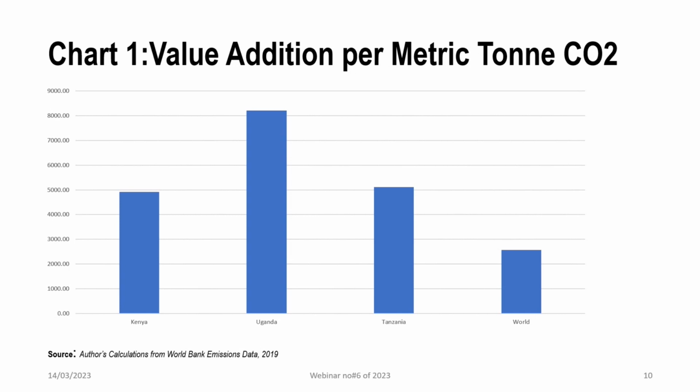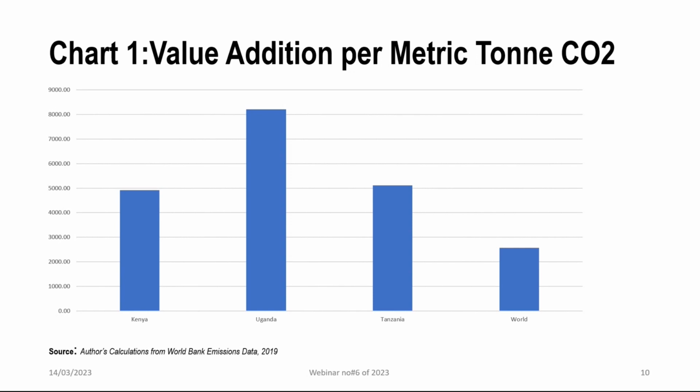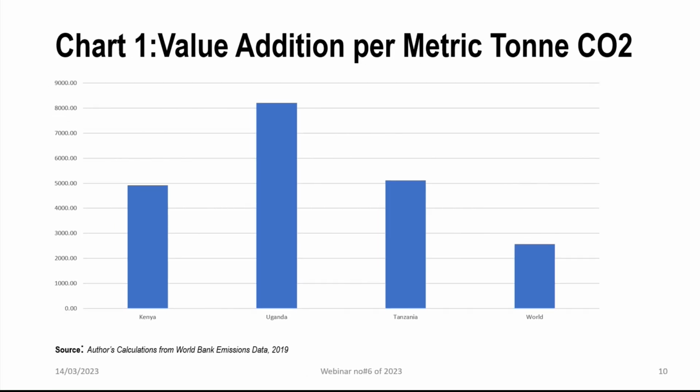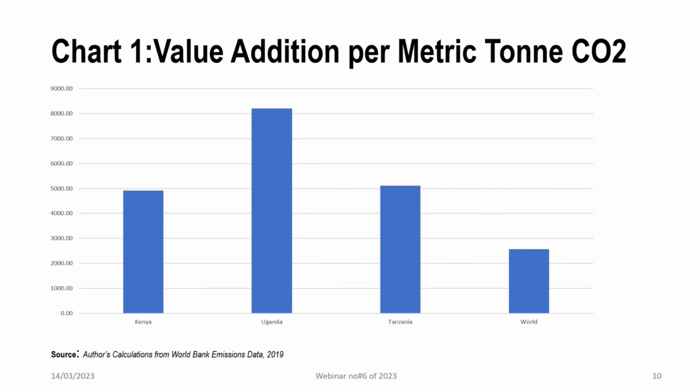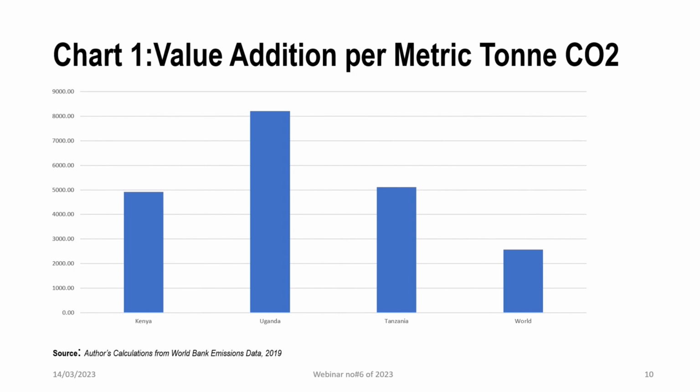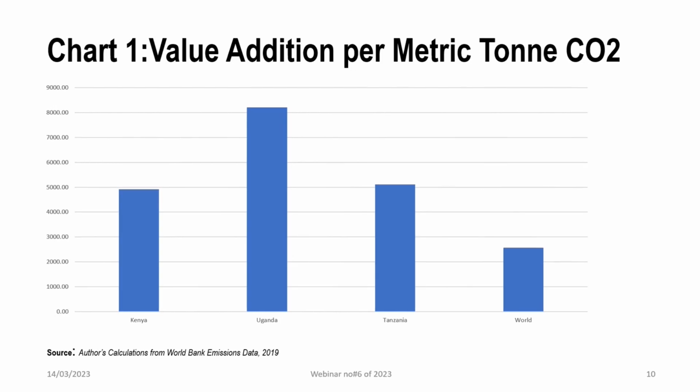What you'd want, and this is where the carbon taxation comes in, is to reduce the density of carbon per dollar of economic value created, suggesting that the world is at almost half of where Kenya is. Tanzania is about at Kenya's case, and Uganda is almost 3 times ahead of where the world is. This is important for even political economy effects.